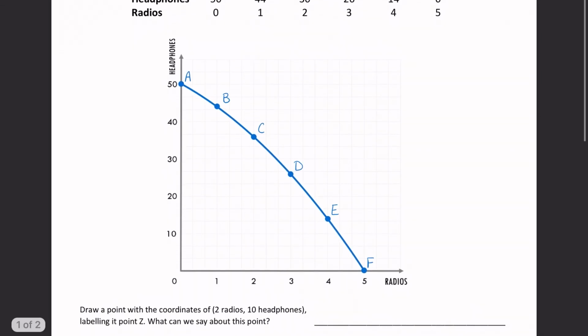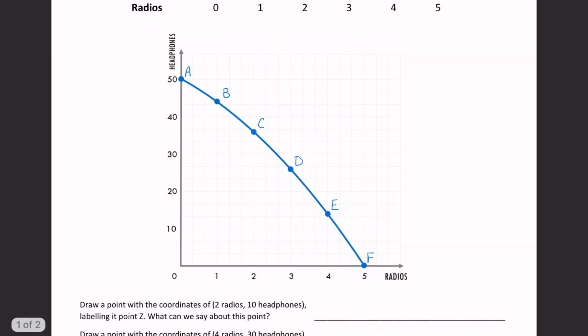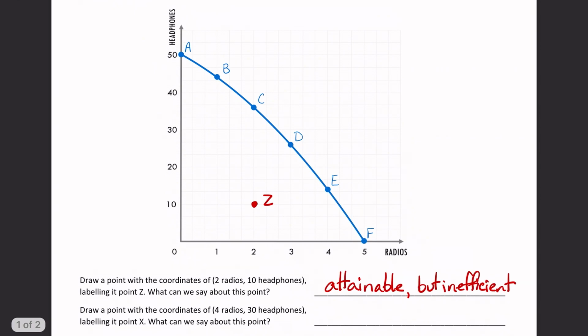It says first, draw a point with the coordinates of 2 radios and 10 headphones. So 2 radios and 10 headphones would fall right there. And it says label that point Z. What can we say about that point? Well, since that point falls inside of our production possibilities curve, it's attainable. Yeah, we can make that combination, but it's inefficient. Attainable, but inefficient.